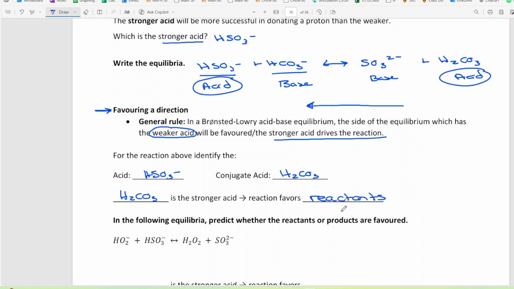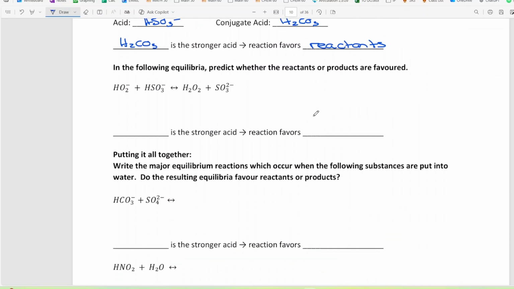Okay, so let's practice just that skill, and then we'll put these two skills together. In the following equilibria, predict whether the reactants or the products are favored. We have to identify my acid on each side. Over here, I've got HO2 minus forming H2O2, so this is definitely a base. So that makes this the acid. The HSO3 minus forms the SO3 2 minus, and so then this must be my conjugate acid.